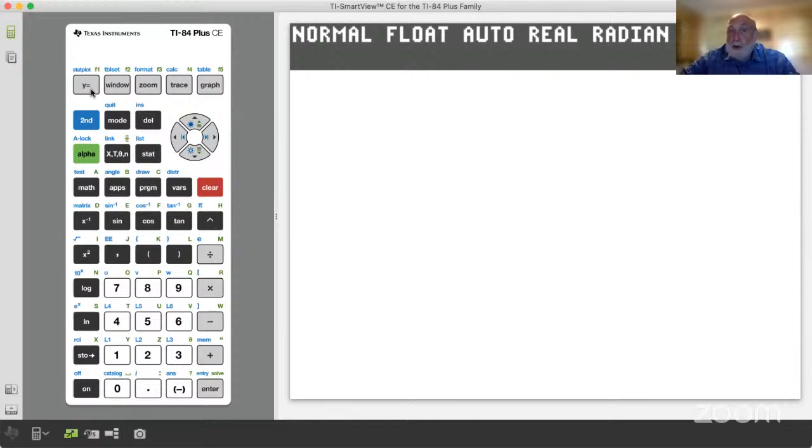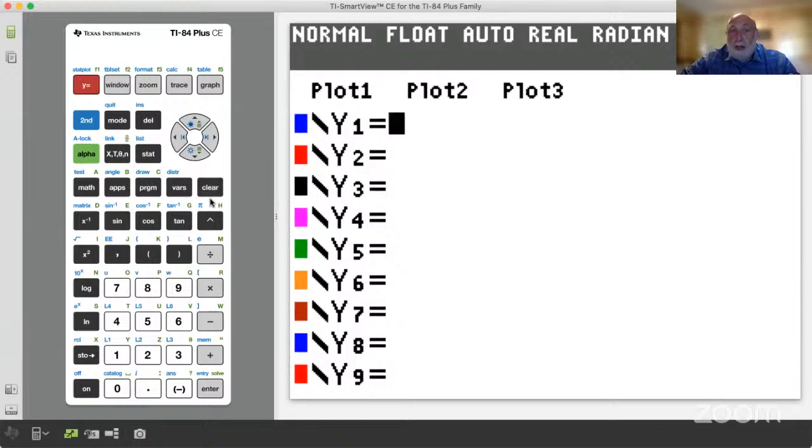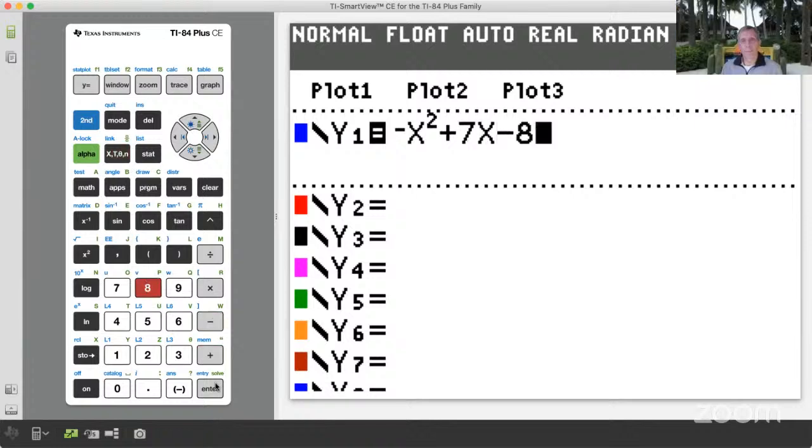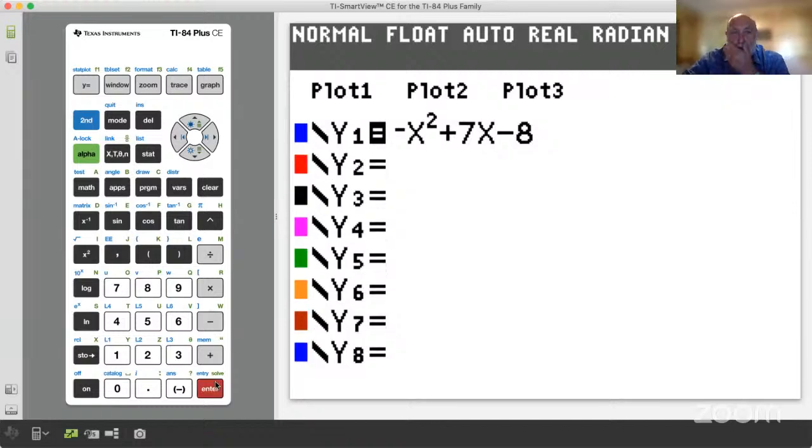First thing I'm going to do is go to y equals and get my function entered. I believe that was negative x squared plus 7x minus 8. Okay, so we've got our function entered in y1. I do realize there's a table feature on the 84, but for our purposes, I'm going to suggest that the stat editor is a really nice place to do this. And I hope you'll see why.